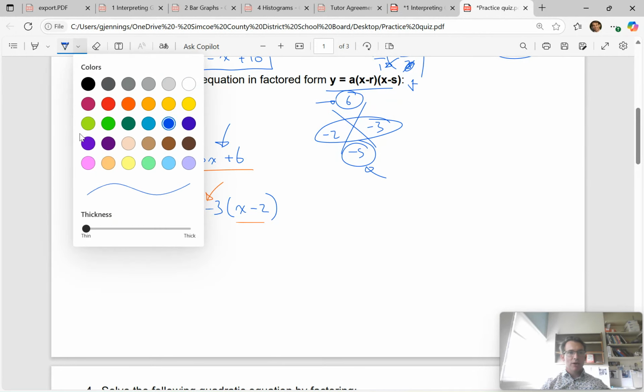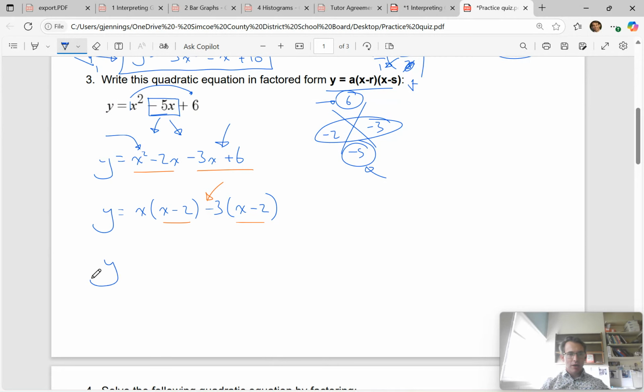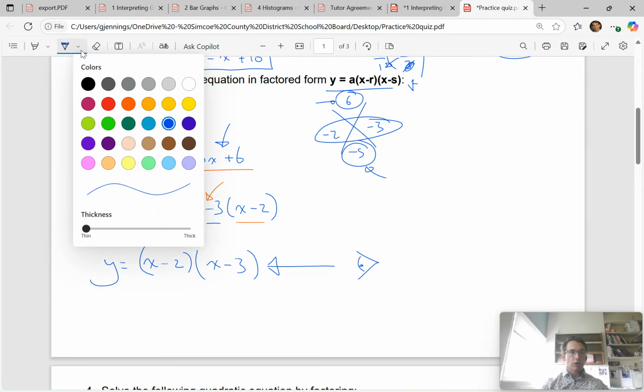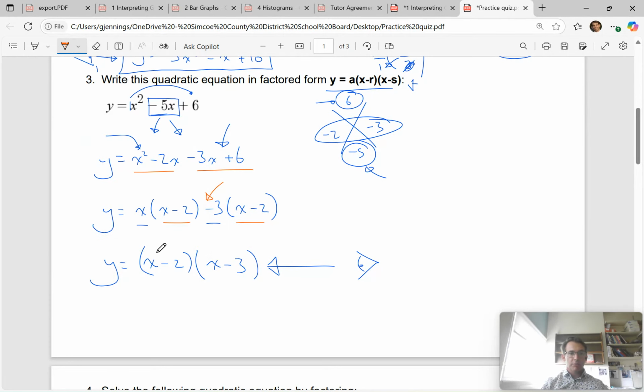So we may now write that as y is equal to x minus 2, factoring that out from x and minus 3. This is our final answer. We want to call attention to it, say, hey, go look at that thing. But we can also check our work. And we check our work just by expand and simplify.